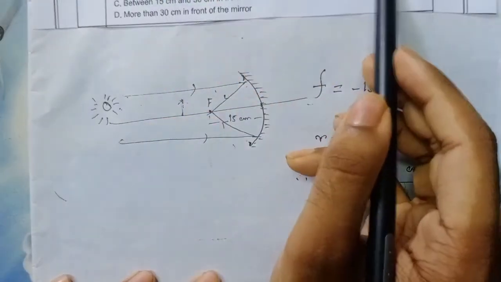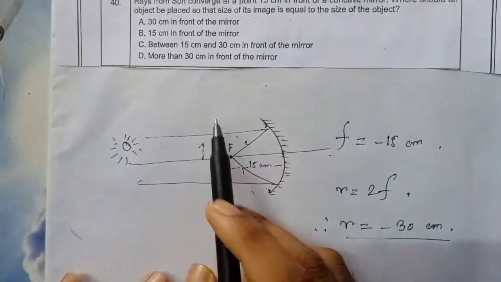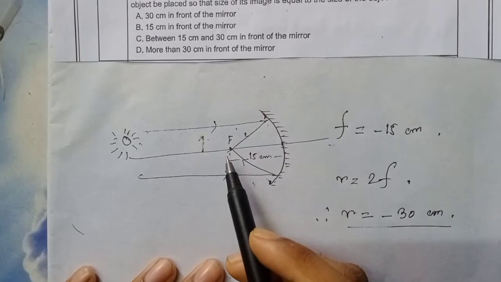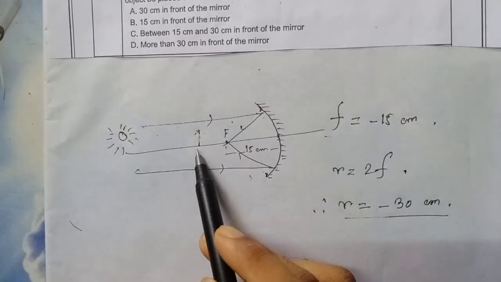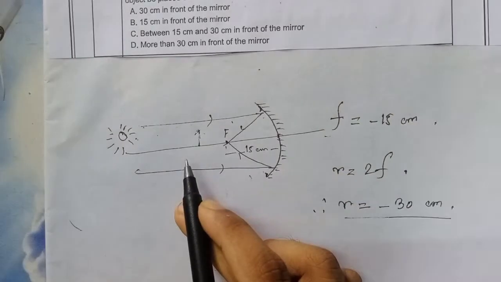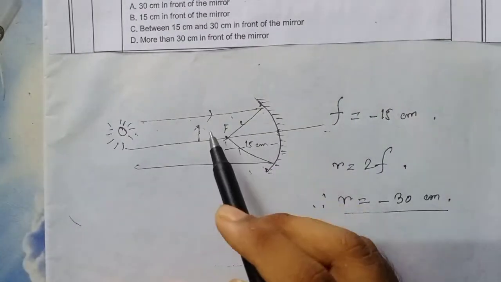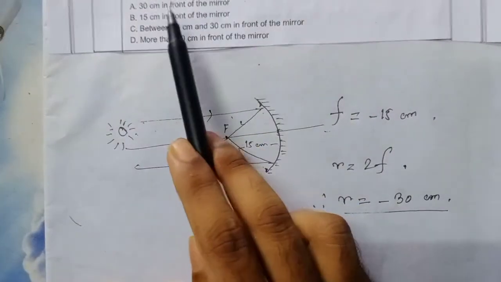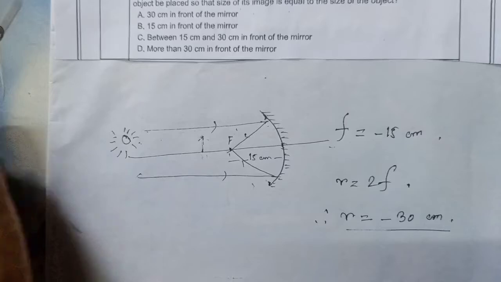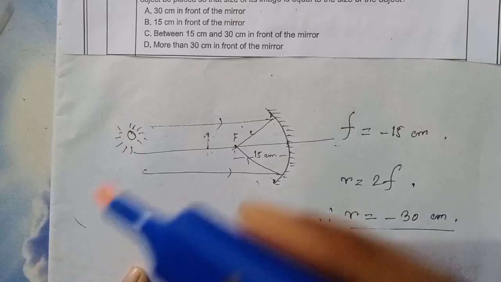Now it is said that where should an object be placed so that size of its image is equal to size of the object. Now we know that when an object is placed at the center of curvature of the mirror, the image formed has the size equal to that of the object. So the object must be placed 30 centimeter in front of the mirror, that is at the center of curvature. So our correct answer must be option A.